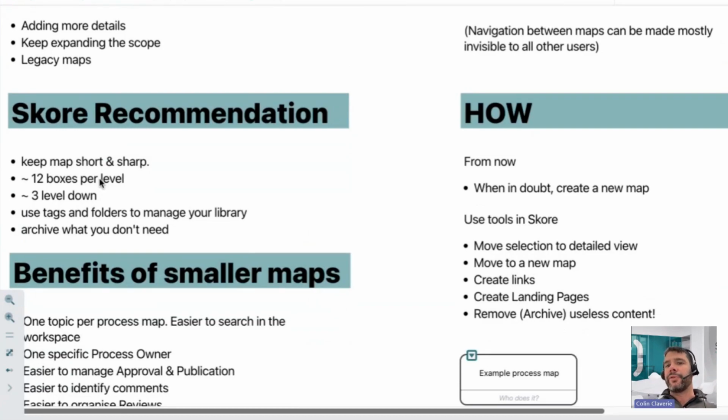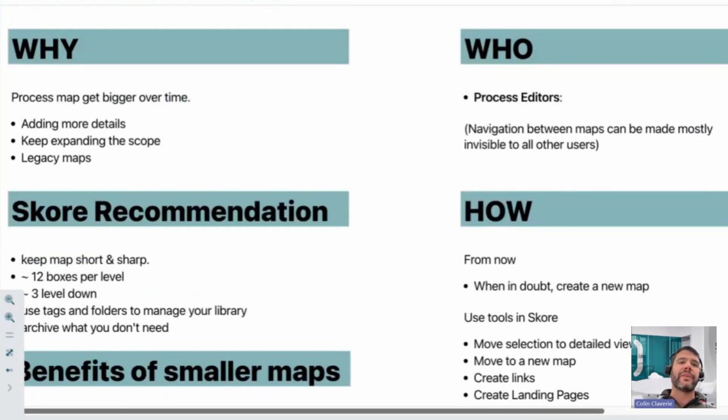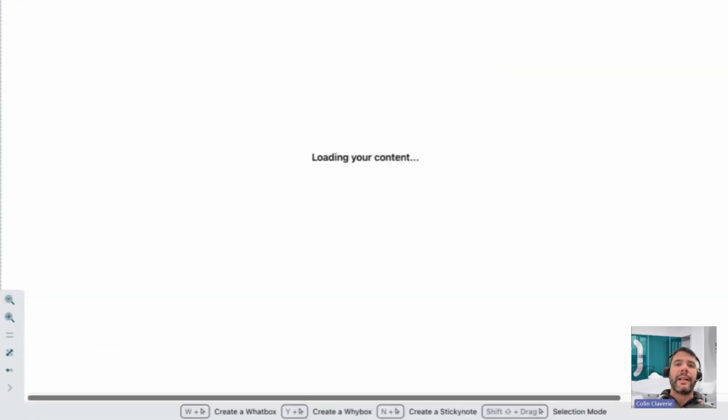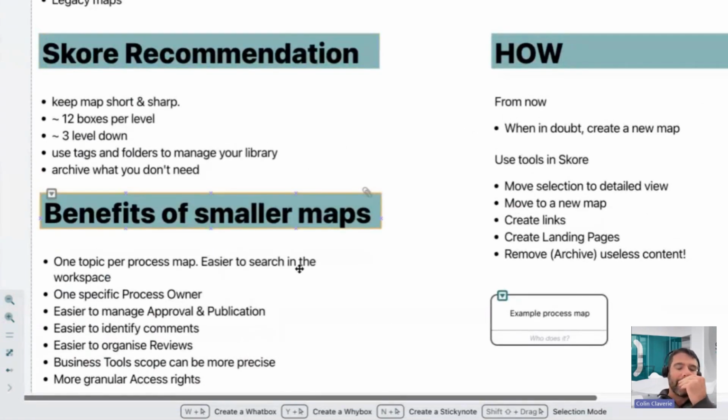It makes it easier for you as an editor. This session is mostly aimed at process editors, but it will also make it easier to search for your users and to manage over time. If you have smaller maps, they can cover one single topic. The name of the map matches exactly what's in there, so it's easier to find when you do a search. You can have better keywords. You can have a specific process owner.